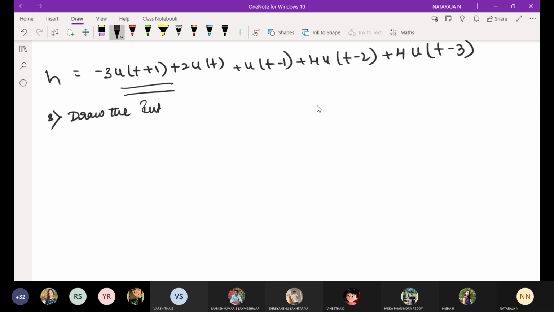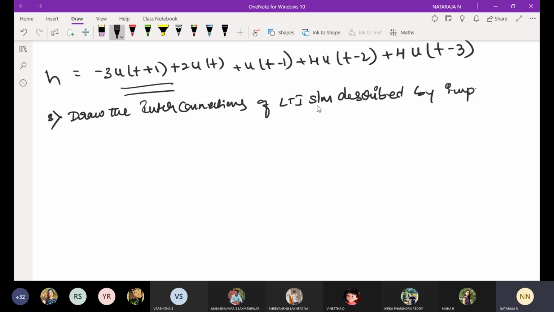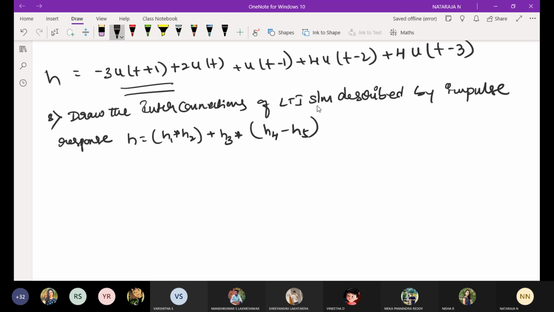Draw the interconnections of LTI system described by impulse response h equal to h1 convolved with h2 plus h3 convolved with h4 minus h5.